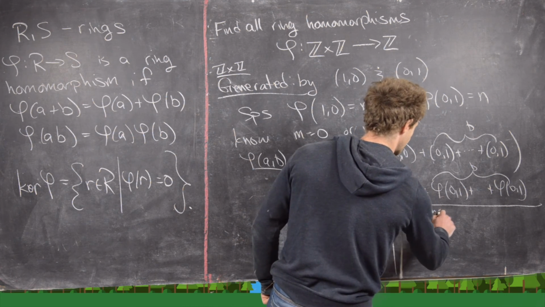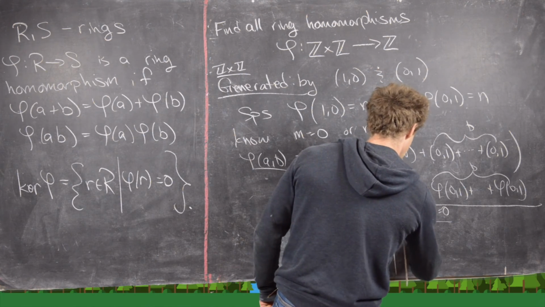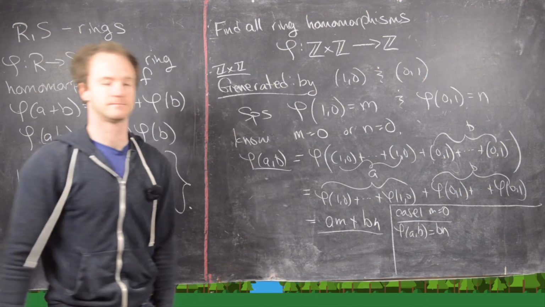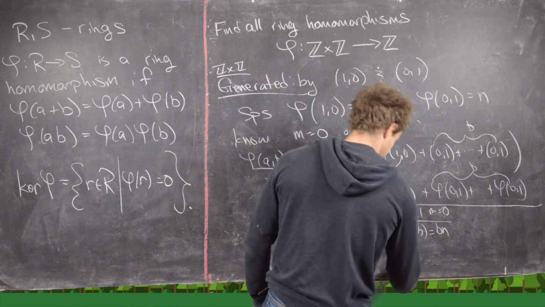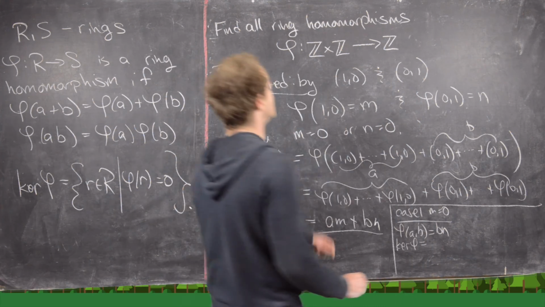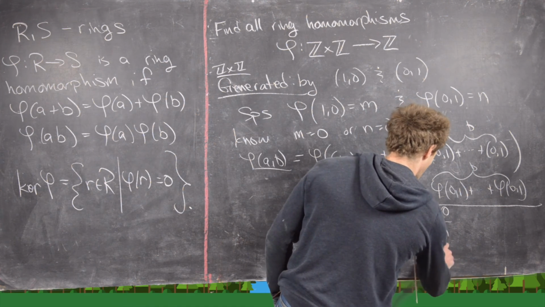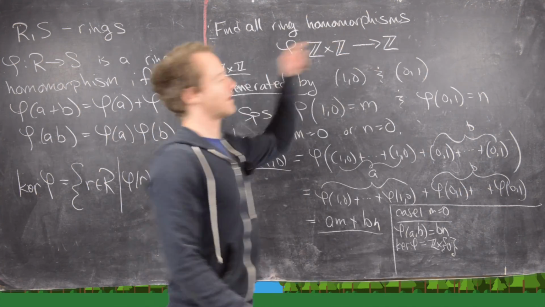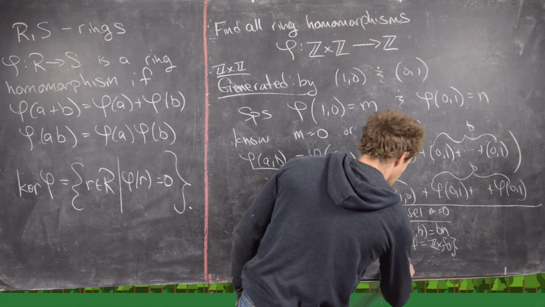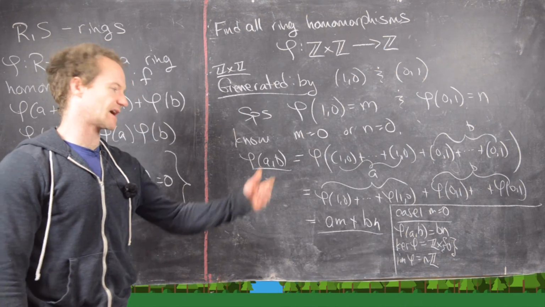case number 1, which would be m equals 0. So that means that phi of (a, b) equals b times n, which tells us that the kernel of phi is going to be equal to this entire first component, Z cross the 0 element from the second component, so we can write that as a set like this. And then the image of phi is going to be all multiples of n. And that's kind of easy to see.